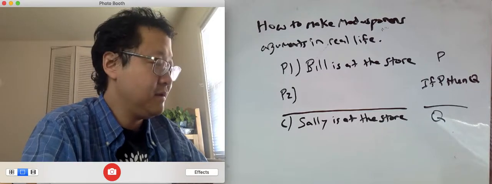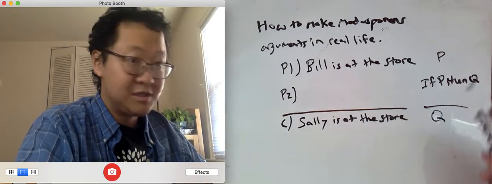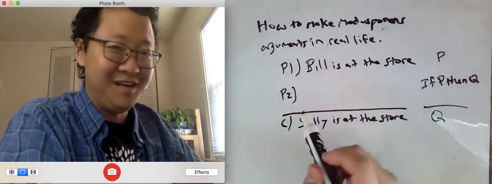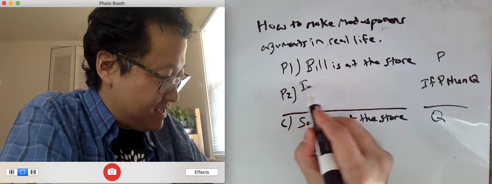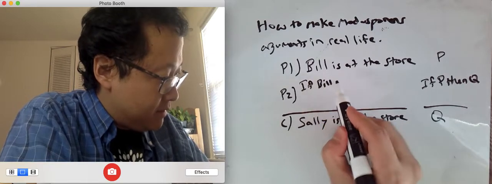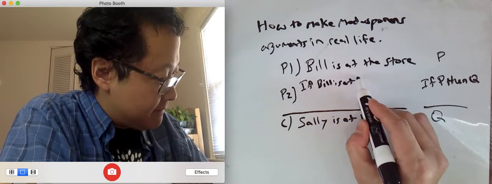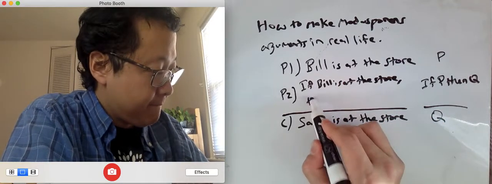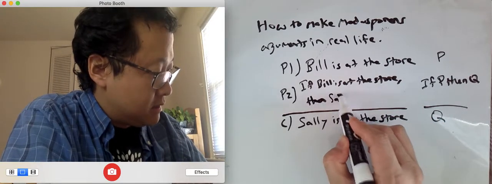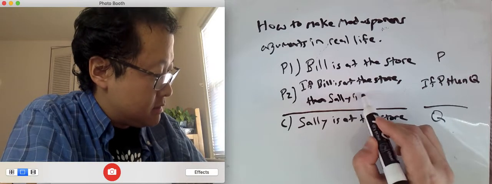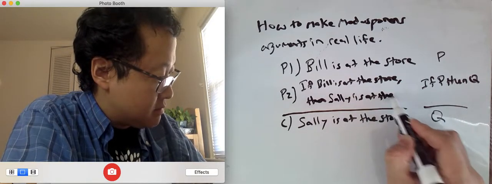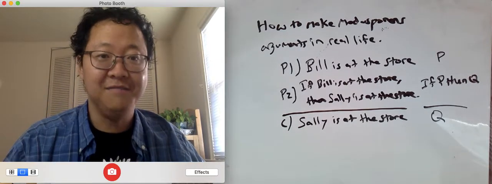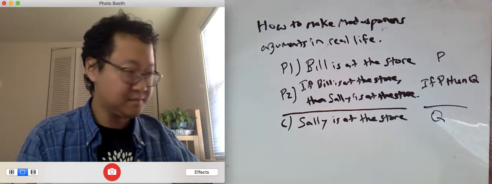Okay. Now we've got modus ponens here. It's easy to see what should go in here, which is if Bill is at the store, then Sally is at the store. Okay, and with this, now we've got a valid modus ponens argument.